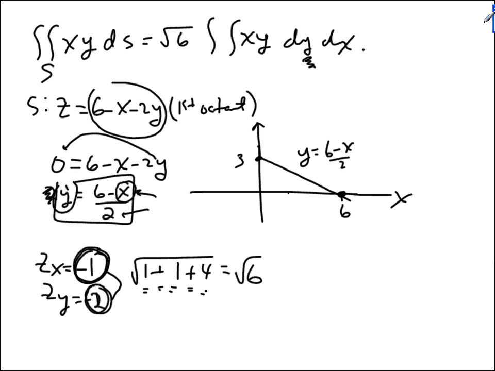What does y go from? Well, down here, y is always 0, and up here, y is always 6 minus x over 2. So y goes from 0 to 6 minus x over 2. And x goes from, well, remember, x and y are positive, so we're in here. Of all those points, these points along here have the smallest x value, which is 0. And this one point over here has the largest x value, which is 6. And that's what you have to integrate.